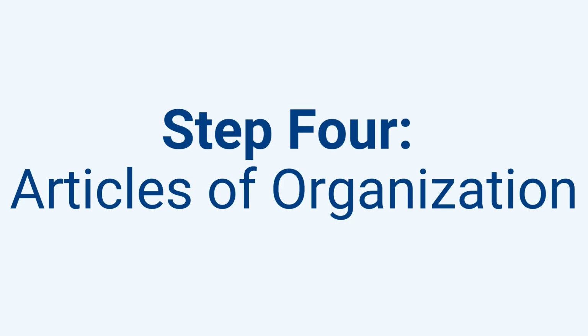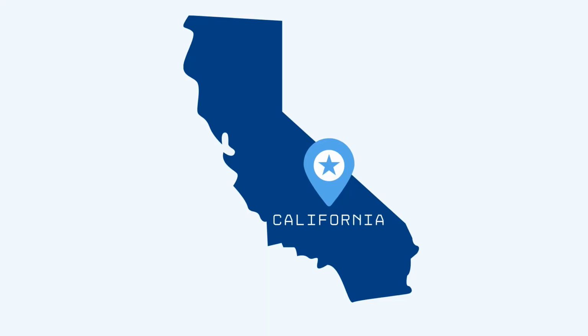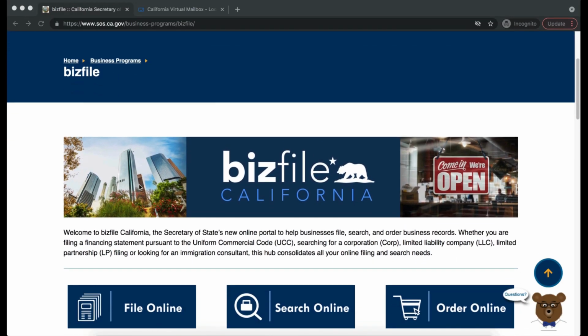Step 4. Articles of Organization. What are your articles of organization? Articles of organization legally establish the existence of your LLC in the state of California and outline the main details of your new startup. In California, the formation cost is a one-time fee of $70. How to complete the Articles of Organization.